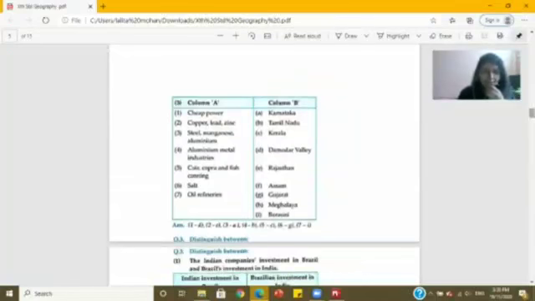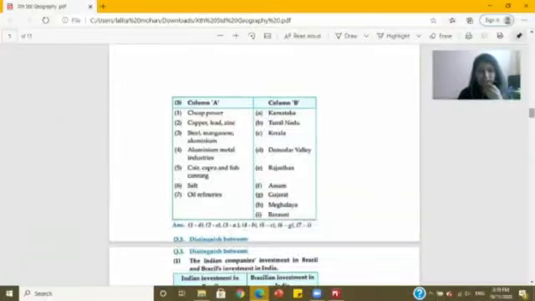First, cheap power, correct answer is Damodar Valley. Second, copper, lead, zinc, correct answer is Rajasthan. Third, steel, manganese, aluminium, correct answer is Karnataka. Fourth, aluminium metal industries, correct answer is Tamil Nadu. Fifth, coir, copra and fish canning, correct answer is Kerala. Sixth, salt, correct answer is Gujarat.